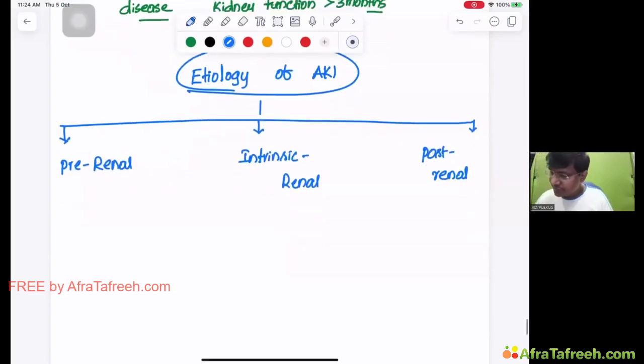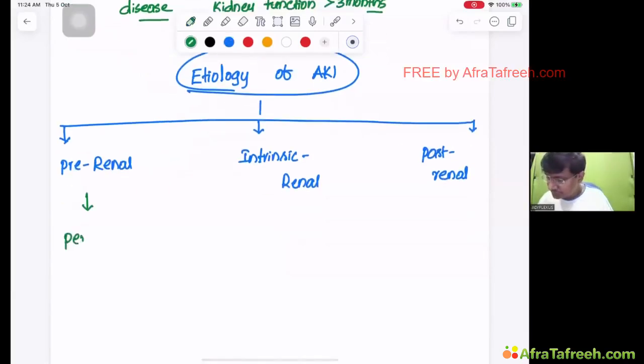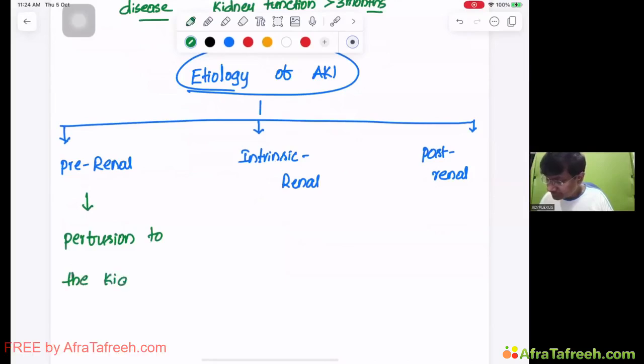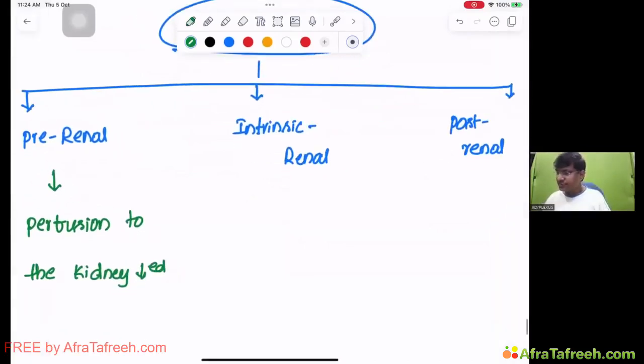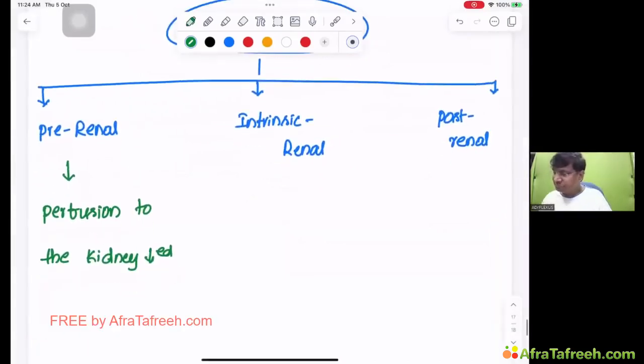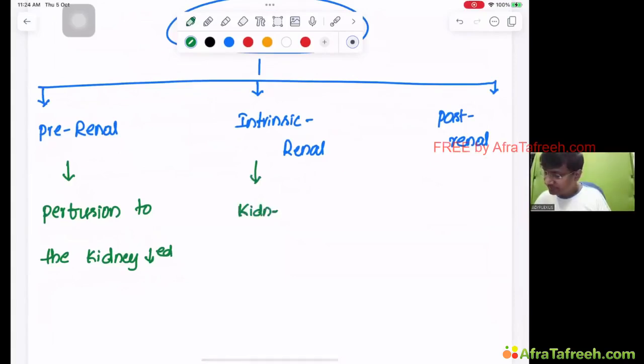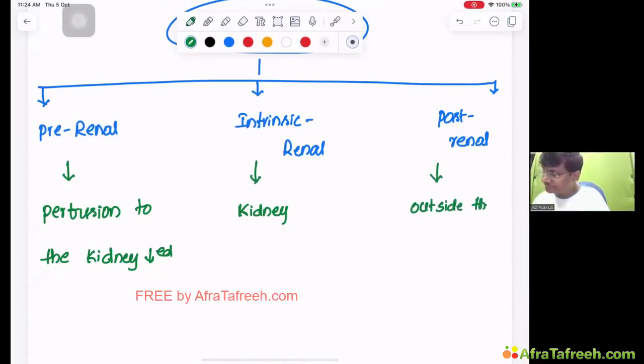So pre-renal means where perfusion to the kidney is reduced. That is what is your pre-renal. Then what do you mean by intrinsic renal? Intrinsic renal is where the pathology is in the kidney. That is intrinsic renal. Post-renal means where pathology is outside the kidney.